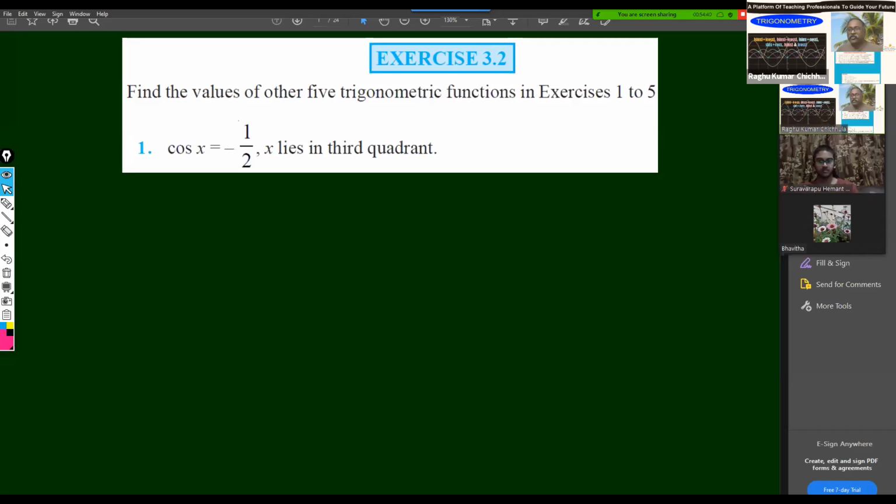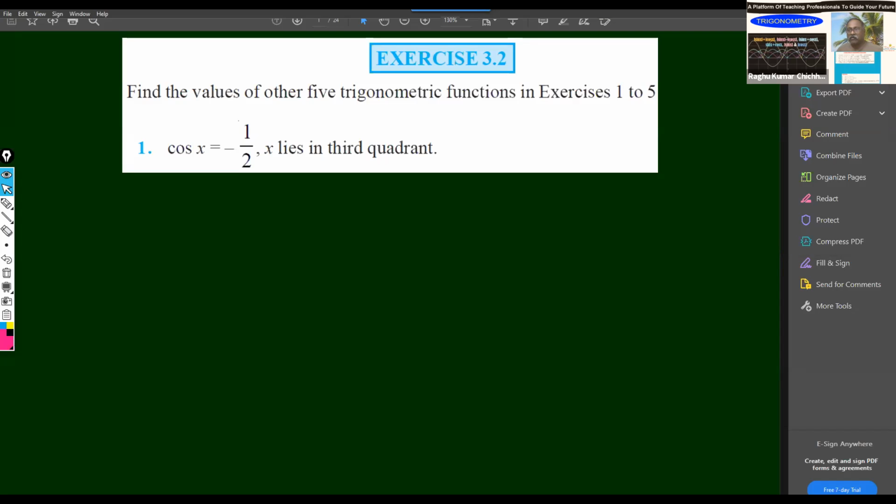Did you finish your Telugu Academy textbook exercise, the third exercise, multiple and submultiple angles exercise, Bhavita? I started, sir. I didn't finish it yet. Yeah, you started it. Okay.